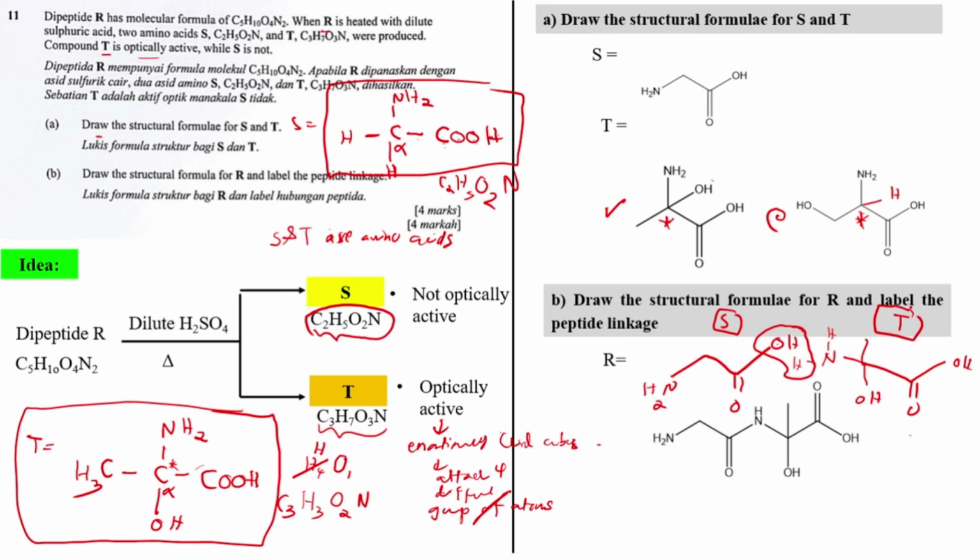From here you need to label the peptide linkage. What I'm going to do is show that this area is where the bond is being formed, and then make an arrow from this position showing that this is the peptide linkage, in order to get the full mark. So make sure that you label it, make an arrow, and put the peptide linkage there. Alright, so that's all for question 11.